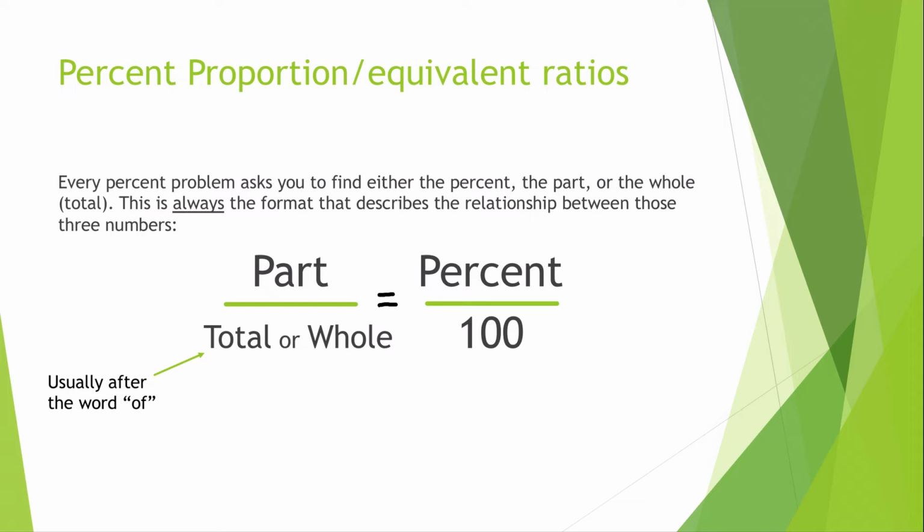And percent is always over 100 because that's what percent means. It means out of 100 or compared to 100. And the part goes over the whole because it's that part out of that total. The part would be the numerator and the total is the denominator.